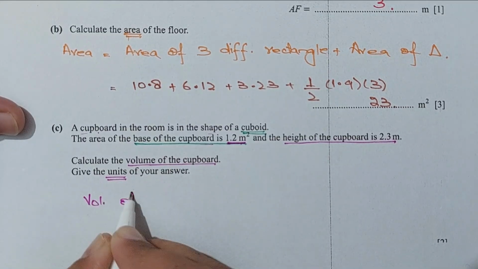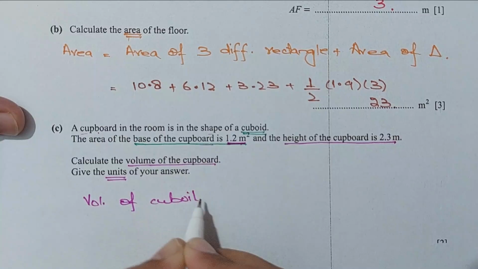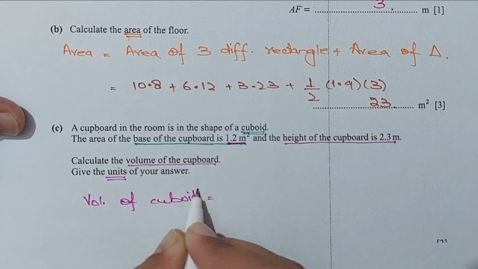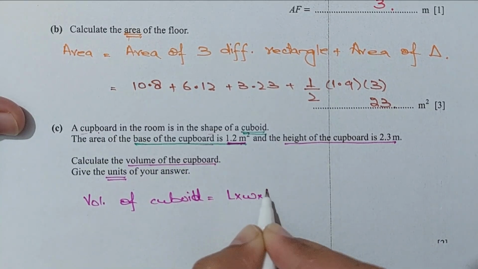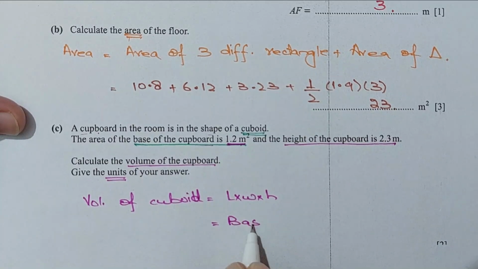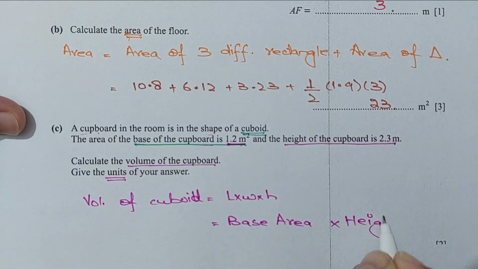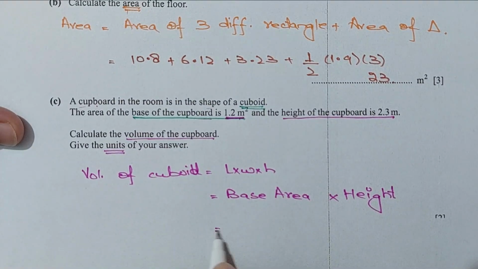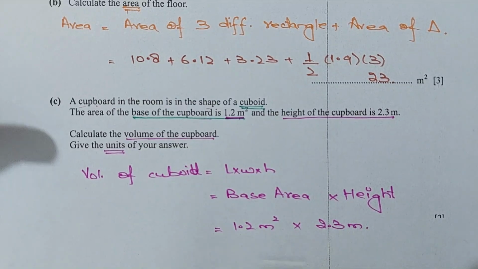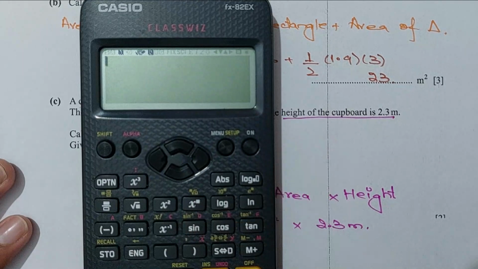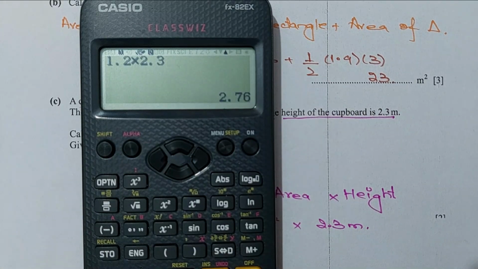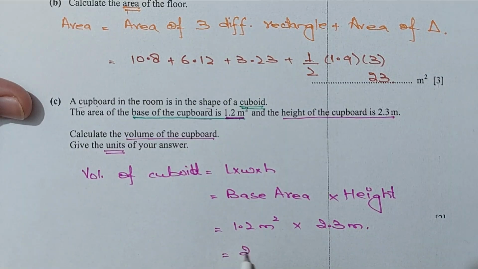So the volume of a cuboid is length times width times height, or we can say the base area multiplied by the height. The base area is 1.2 meter square and the height is 2.3 meters. So we can do 1.2 times 2.3, which is 2.76. So the volume is 2.76 cubic meters.